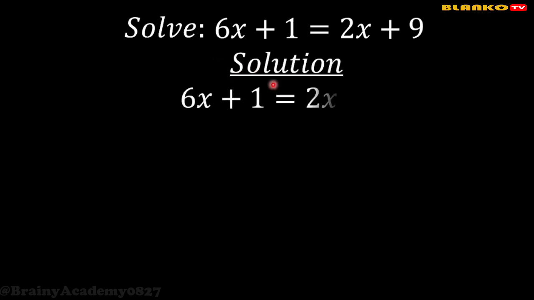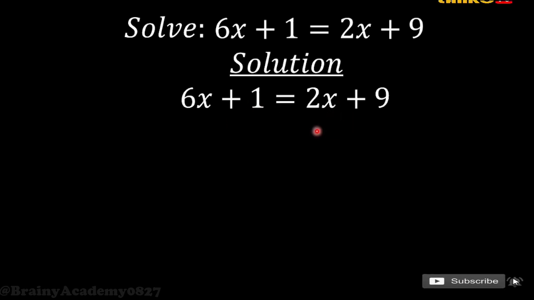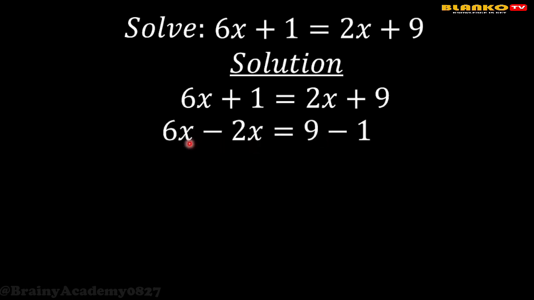The solution: we are given 6x plus 1 equals 2x plus 9, and we are solving for the unknown. It's an equation, so we are solving for x. What we are going to do is group the like terms. So that is going to be 6x minus 2x equals 9 minus 1.